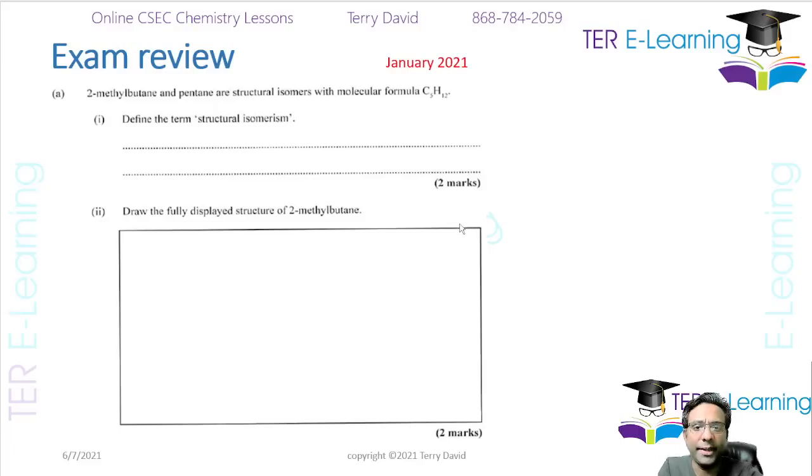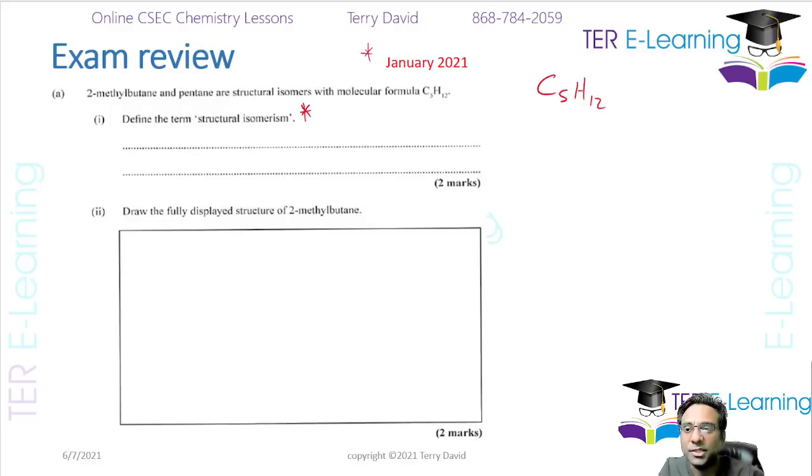So let's move on here. Okay, so we moved on to January 2021, right? So this is the most recent exam paper here, guys, right? So they said 2-methylbutane and pentane have structural formulas. So they're telling us what the structural formula is, right? Which is C5H12. And they want us, first thing, what is structural isomerism, right?